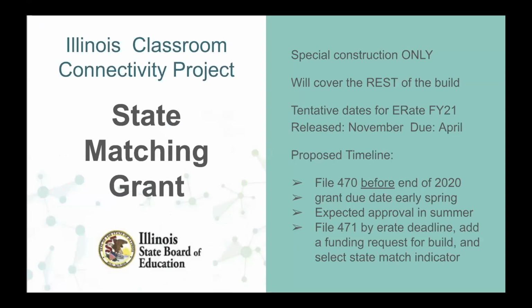In addition to that, we also have an option in our state for the state matching grant. This is only for special construction. So if someone needs to bring fiber to your school district to get you internet, this option is a good one for you. It will cover the rest of the build. So if you are a 40% discount school district and it is going to cost $100,000 to bring internet to you, that is still an option for you because you can apply for this grant to cover that 60% of the cost.